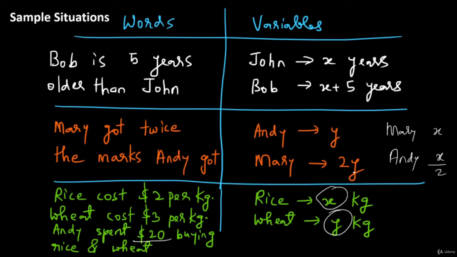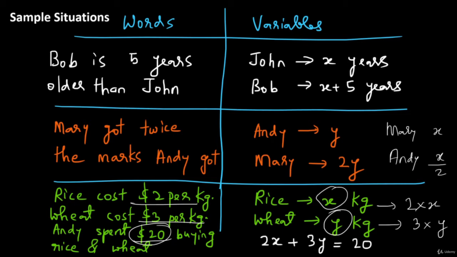Now we know that the cost of rice is $2 per kilogram. So for X kilogram, it will cost him 2 into X dollars, right? Now the cost of wheat is $3 per kilogram. So for Y kilogram, it will cost him 3 into Y dollars. Now he spent a total of $20. So 20 is equal to 2x plus 3y, right? Let me write that over here. 2x plus 3y is equal to 20. That's the total cost, right? Now in this manner, we can use variables to convert statements into expressions which we can solve for.